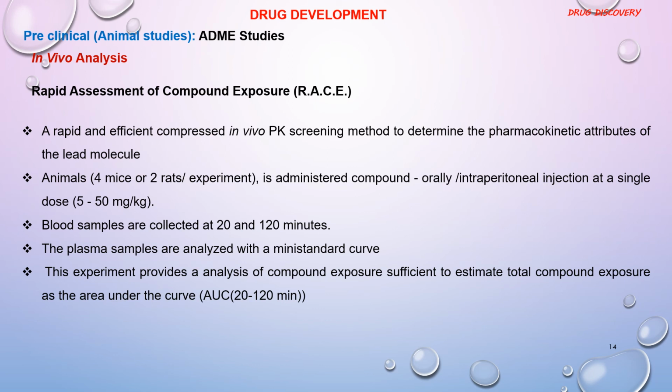The in vivo analysis in ADME study includes rapid assessment of compound exposure, RACE, and comprehensive pharmacokinetic analysis. RACE is a rapid and efficient method to study the pharmacokinetic parameters of the test compound. In the assay, the animal models are administered with drug doses and the blood samples are collected at 20 and 120 minutes. The samples are analyzed and detected by LC-MS. The concentration of the compound is estimated from the area under the curve.